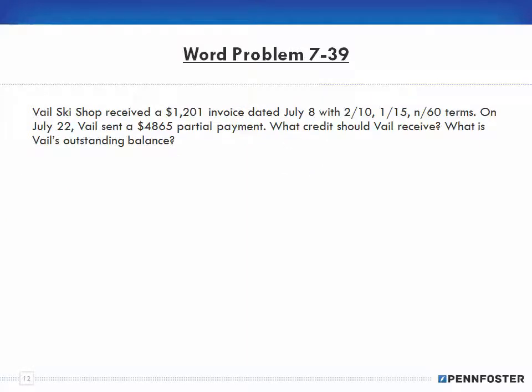Okay, 7-39. Vail Ski Shop received a $1,201 invoice dated 7/8 with 2/10, 1/15, net 30 terms on July 22nd.